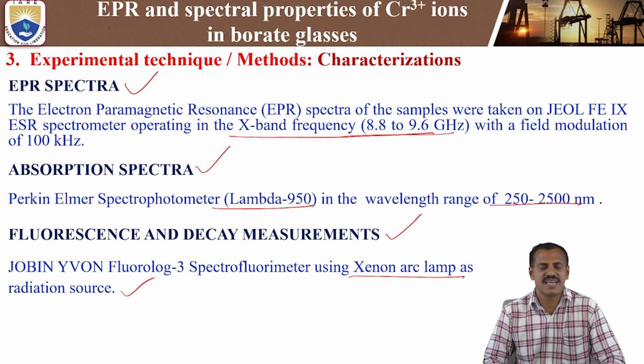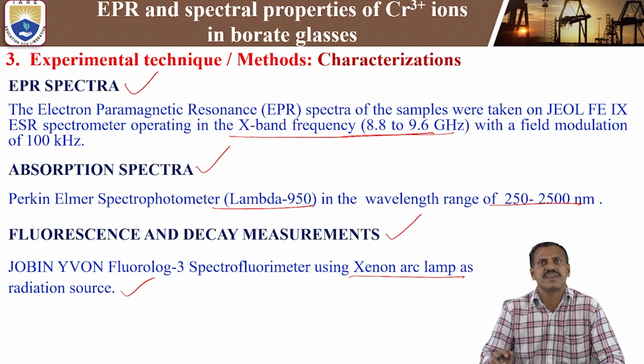We are using the xenon arc lamp, which exhibits different kinds of excitations. So that is the radiation source. We are using the xenon arc lamp in the fluorescence measurements. In this measurement, we can get the emission data of the borate glasses.